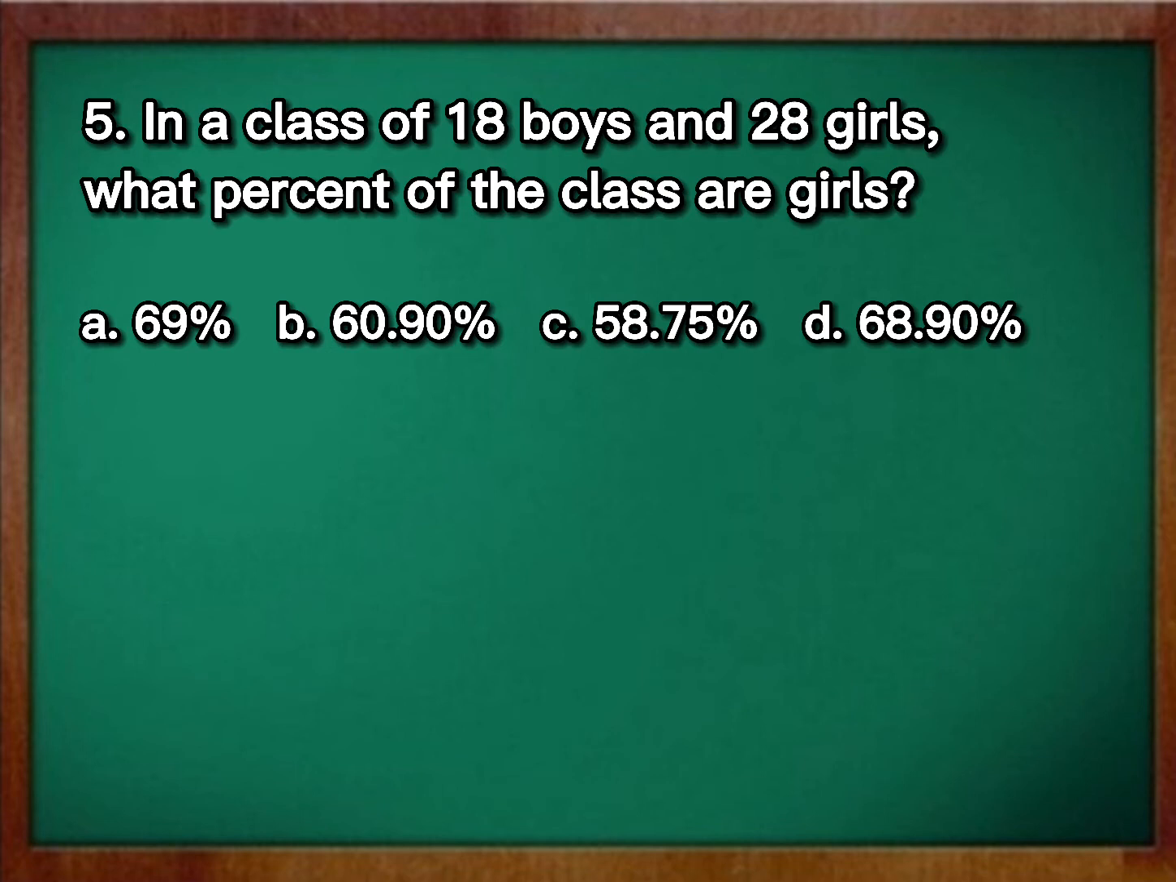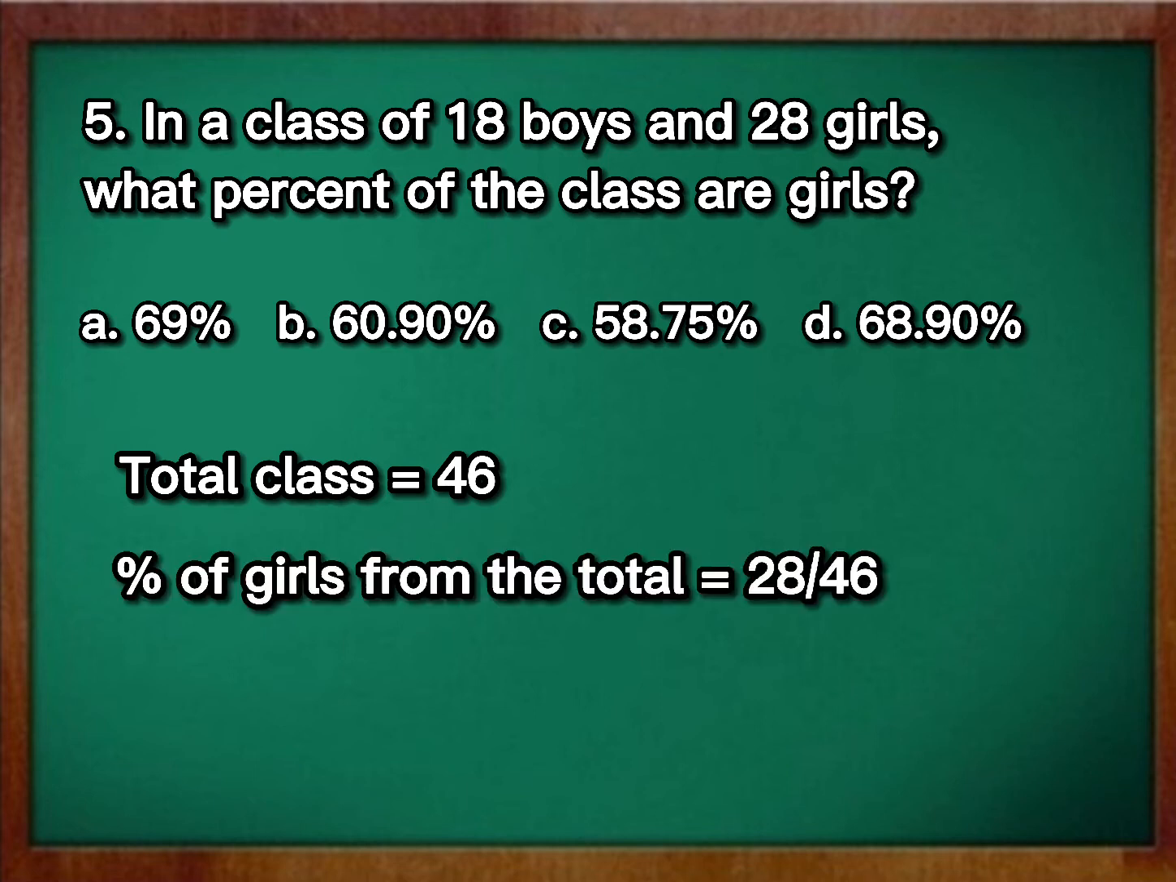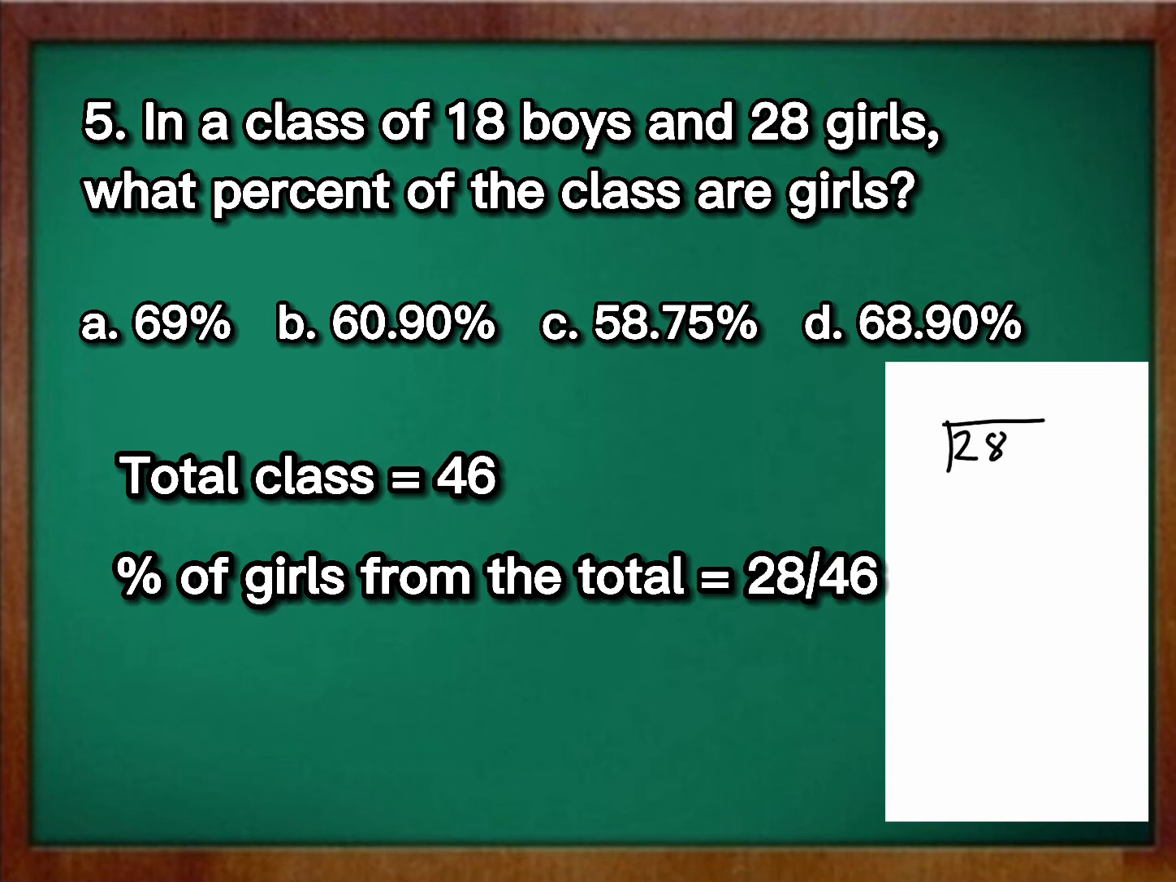In a class of 18 boys and 28 girls, what percent of the class are girls? So the total population of the class is 46. Get the percentage of the number of girls from the total. That's 28 divided by 46.